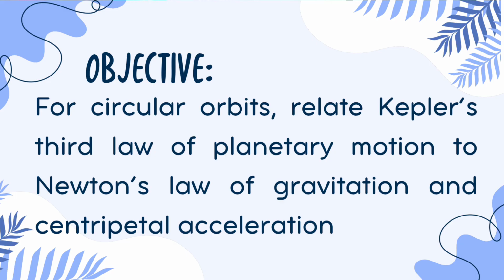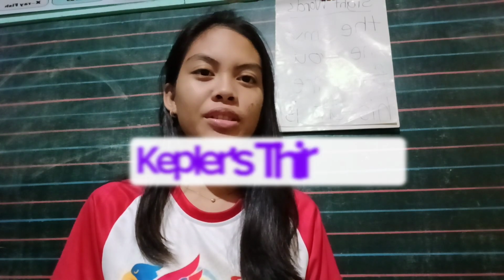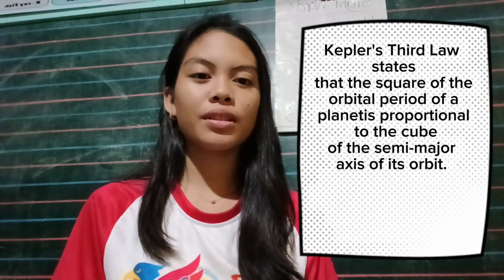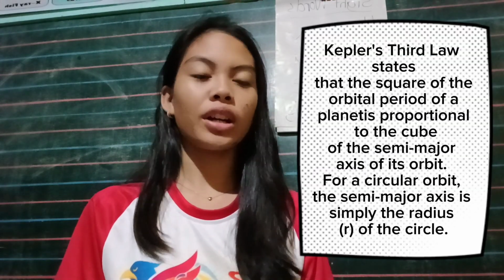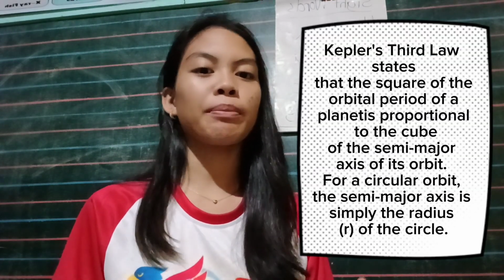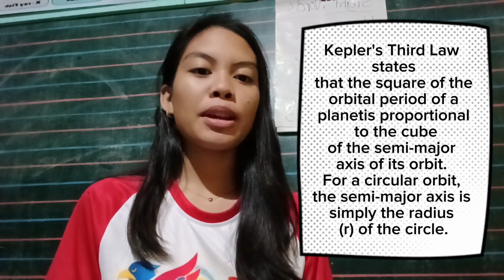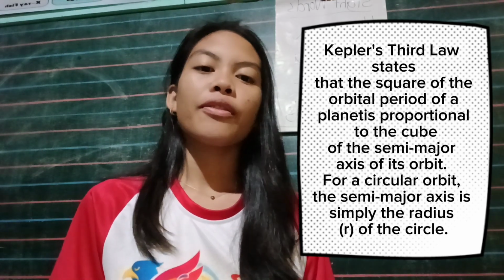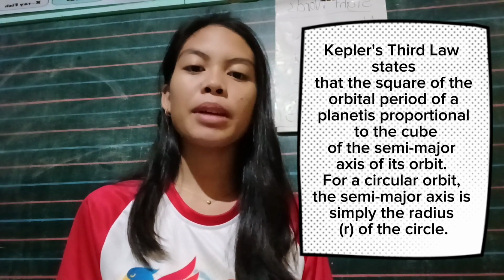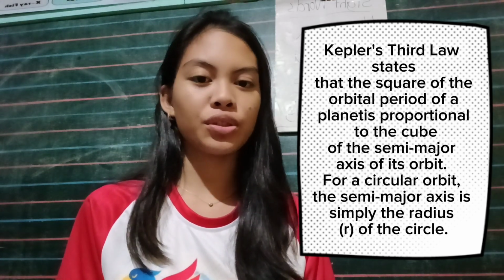For today is circular orbits, relating Kepler's third law of planetary motion to Newton's law of gravitation and centripetal acceleration. Let's talk about Kepler's third law. Kepler's third law states that the square of the orbital period of a planet is proportional to the cube of the semi-major axis of its orbit. For a circular orbit, the semi-major axis is simply the radius of the circle.